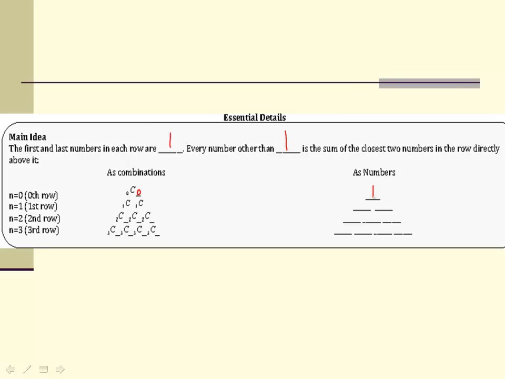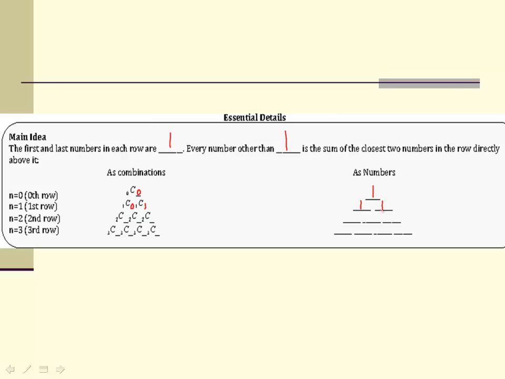Then I go to the first row, and I always start with 0. I could do 1 combination of 0 or 1 combination of 1. And again, I'm going to stick these in my calculator. 1 combination of 0 is 1. 1 combination of 1 is 1. I do the same thing.